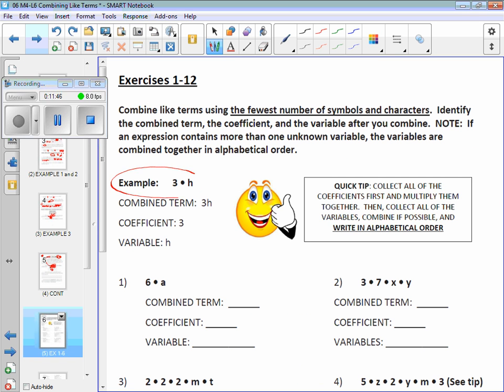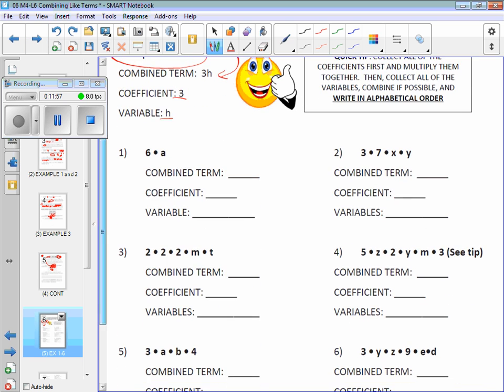The example. That's expanded form. We combine like terms. We don't need the dot. Coefficients 3, variables h. I'm going to start you off easy, and then it's going to get trickier, but I don't want to scare you away right away. Okay? But if you take it piece by piece, you're going to be okay. And like I said, the fact that there's only 15 of you here today, it does help.